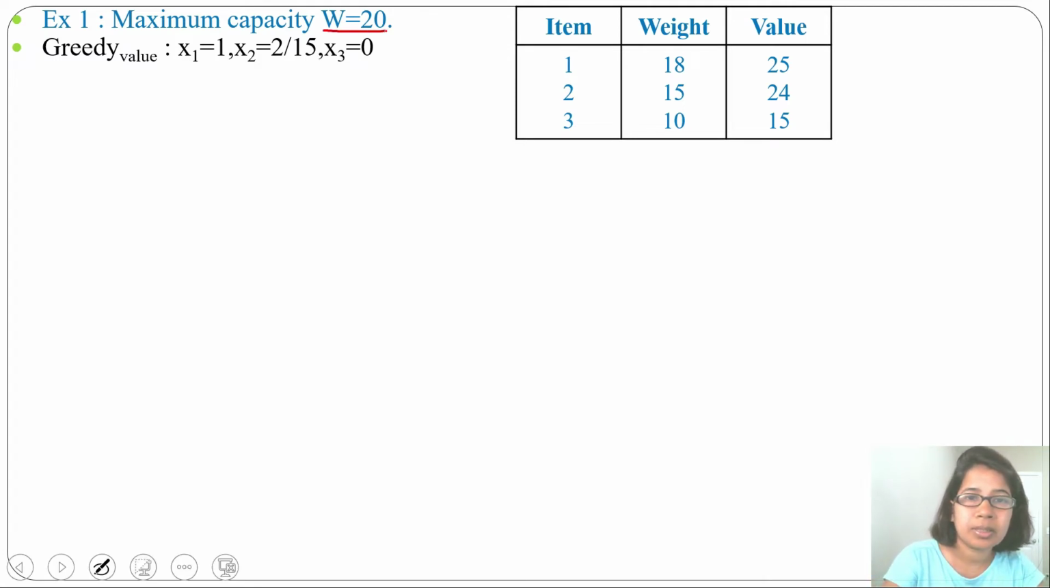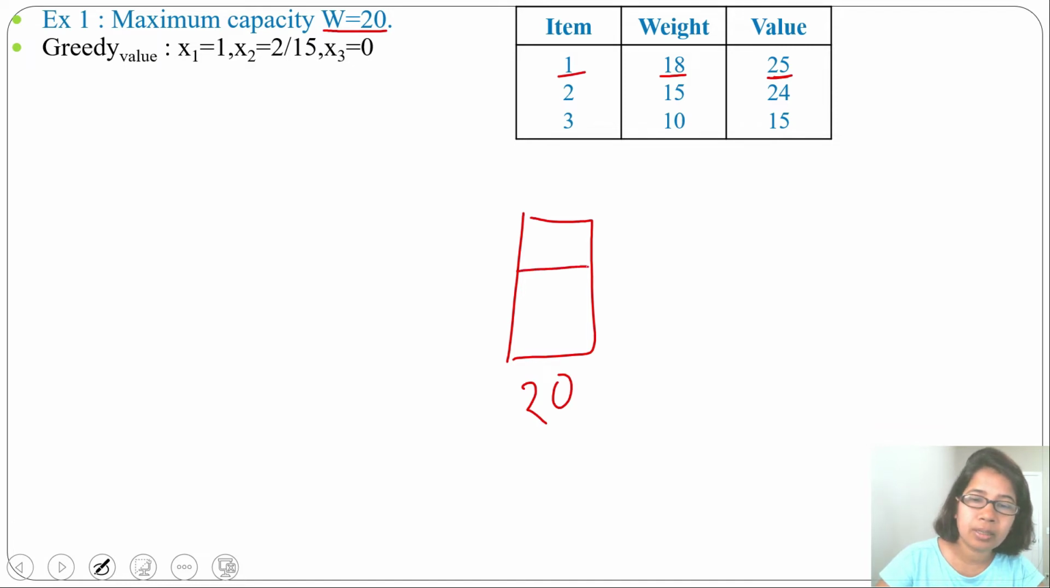Here maximum capacity is 20 and here maximum value is 25 and its weight is 18. So first I will choose item 1, that will be 18. Just two spaces available. So in that I can choose the next value. Next value is 24 and here it is 15. So I can choose 2 divide 15 from item 2.